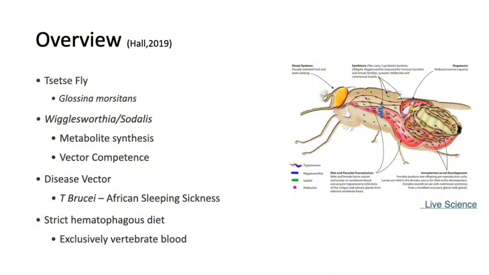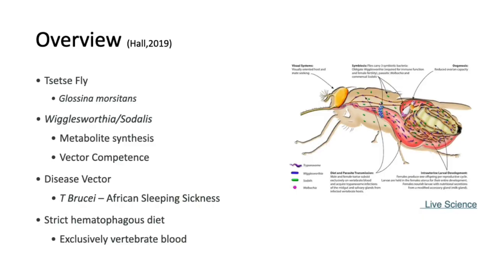So, who is in this system? First, we are going to talk about the host of this system, which is the tsetse fly, and its species name is Glossina morsitans. We will also talk about the two symbionts that we focused on this semester, which is Wigglesworthia and Sodalis. So they have two different functions within this system. Wigglesworthia aids in metabolite synthesis, and Sodalis is going to aid in vector competence. Both symbionts benefit the fly, and then the fly also provides exchange in currency to both symbionts.